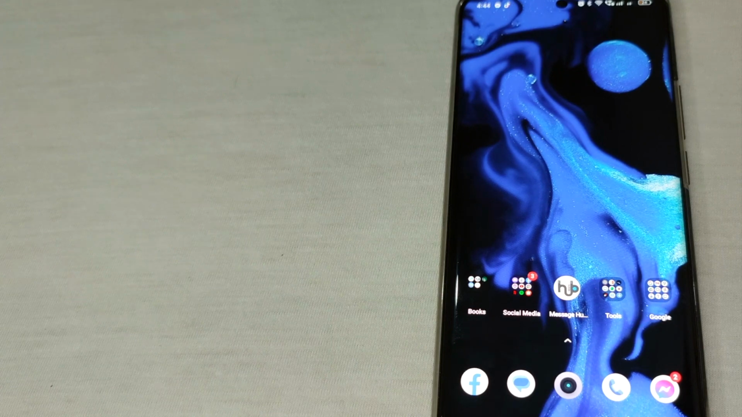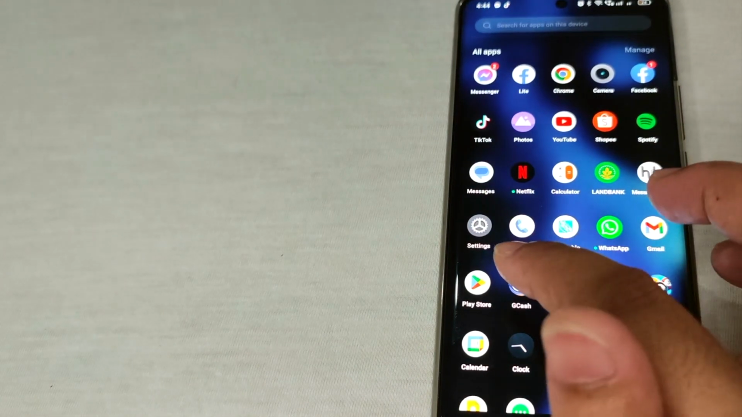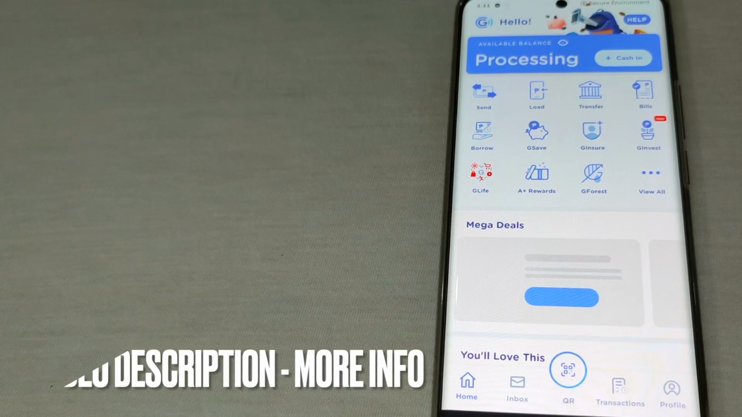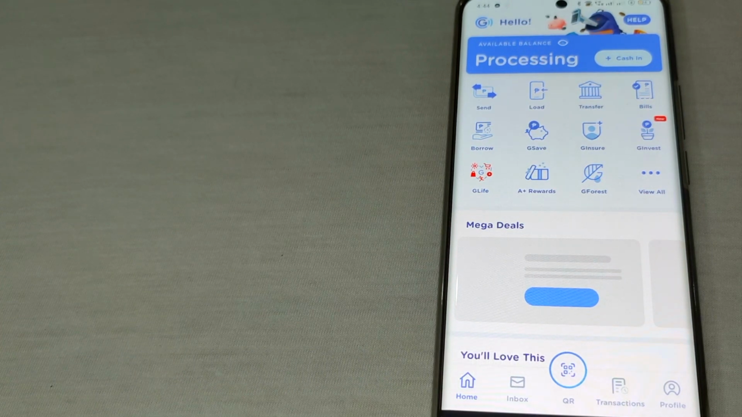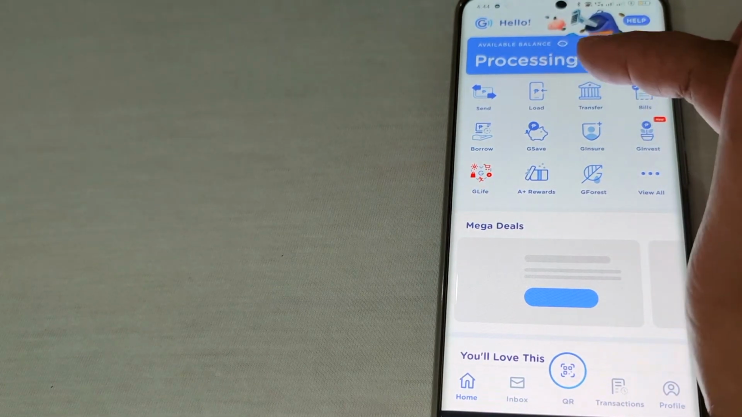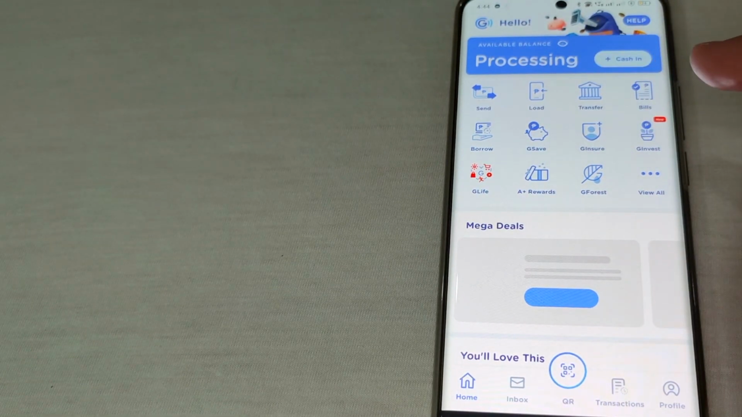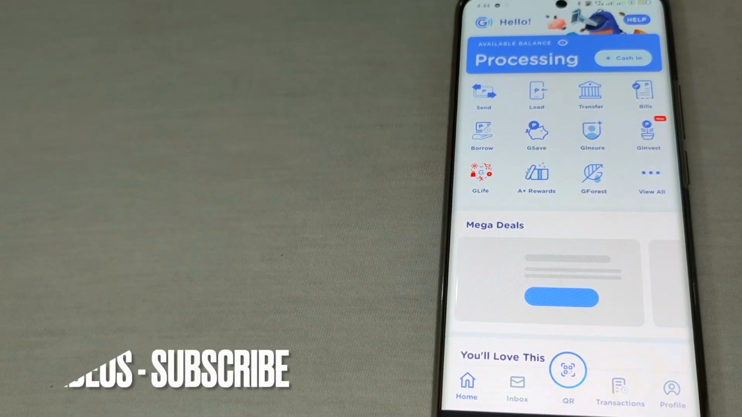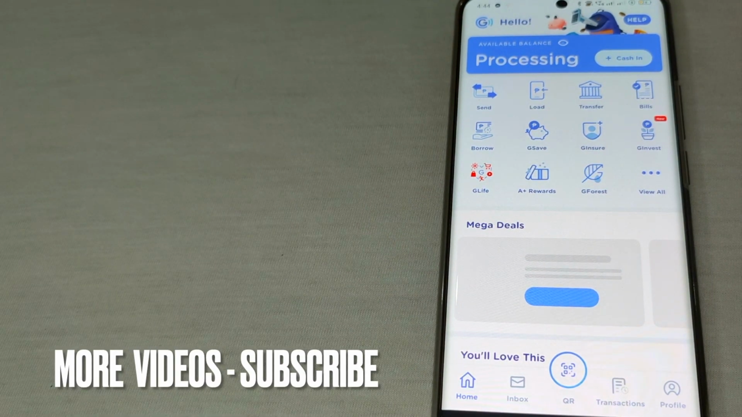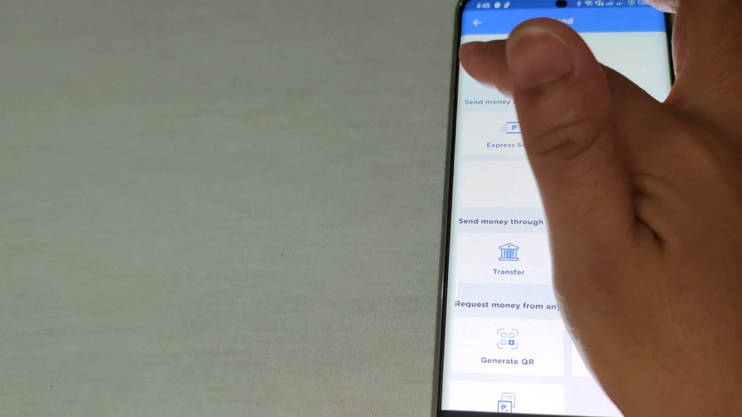So now, to start with, open the GCash app and now you're on the home page. As you can see, there are icons: Send, Load, Transfer, Bills, Borrow, GSave, GInsure, GInvest, GLife, A+ Rewards, GForest, and the rest. Since you're going to send money, just tap Send.